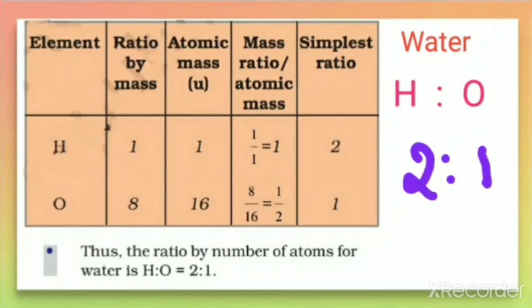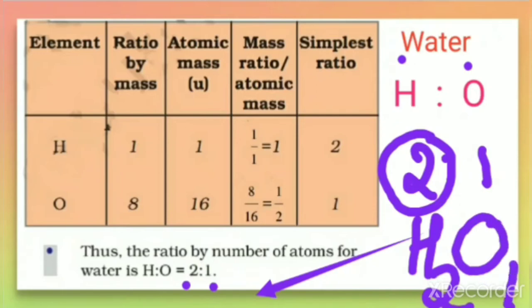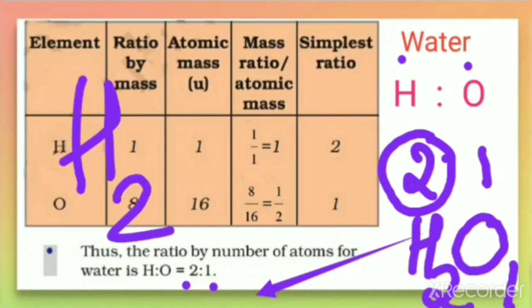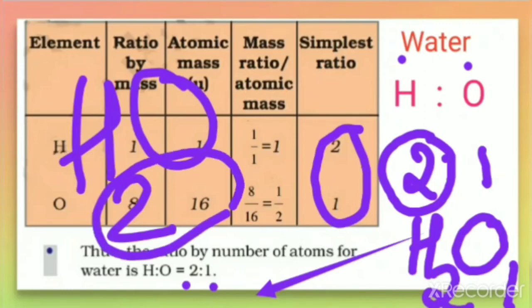That is nothing but the value written here: the hydrogen to oxygen ratio is 2 is to 1. That means in water, the number of hydrogen atoms is 2 and the number of oxygen atoms is 1. Therefore, the formula of water is H2O. This ratio which we got is called the ratio by number of atoms, because by this ratio only you are making the formula H2O. This ratio exactly gives the number of atoms present in that molecule.